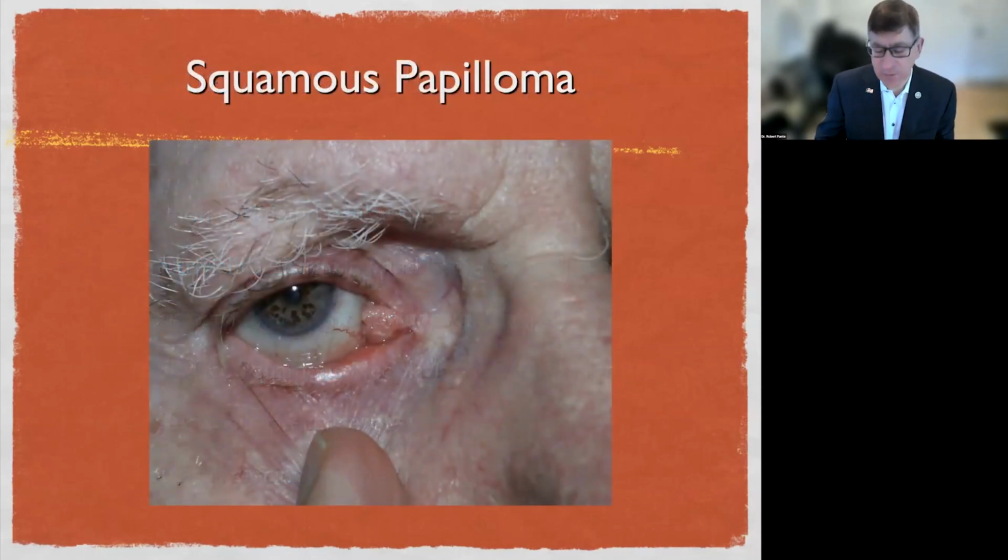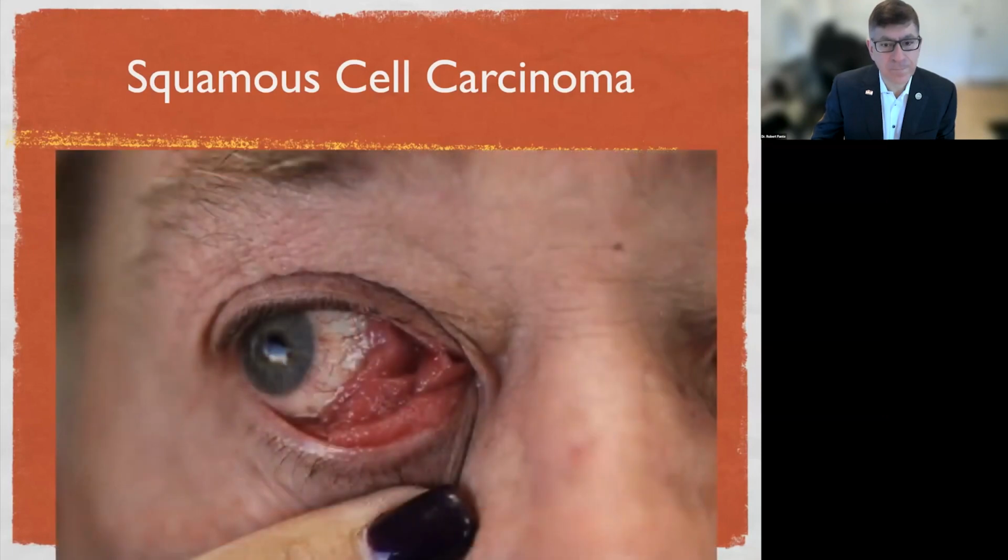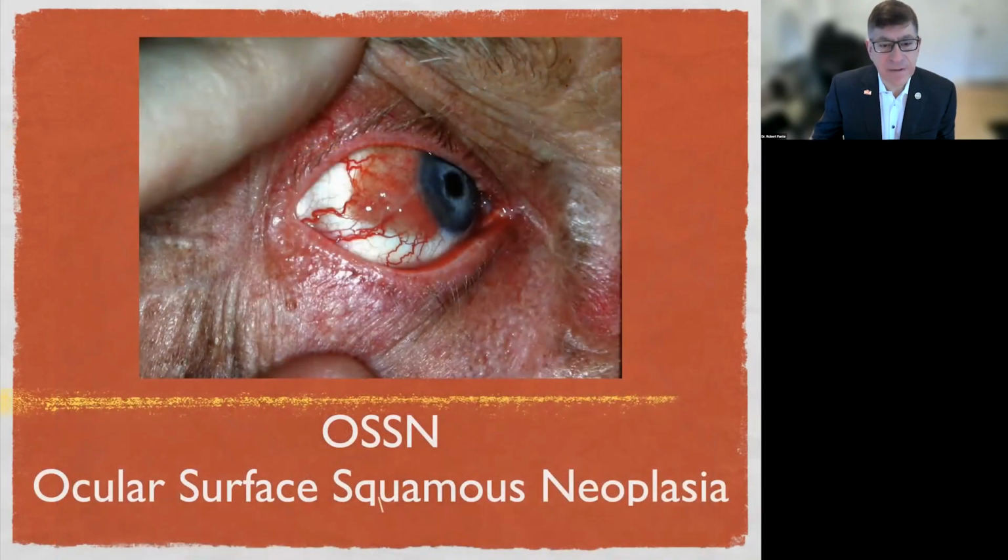Here's a squamous papilloma, not malignant. Another example, instead of squamous cell carcinoma, you can see the leash vessels, the invasion of the conjunctiva, and the obvious area of ulceration and erythema. This is also squamous cell carcinoma. And this is ocular surface squamous neoplasia.